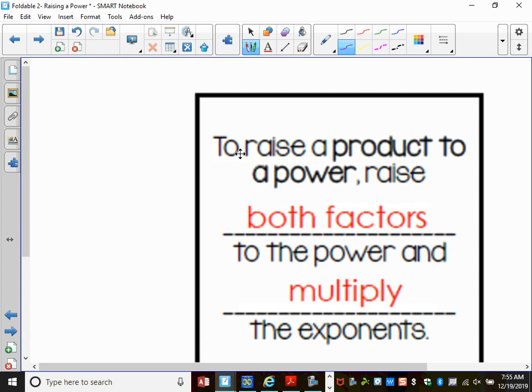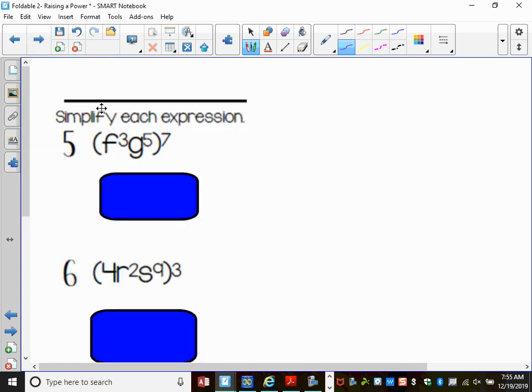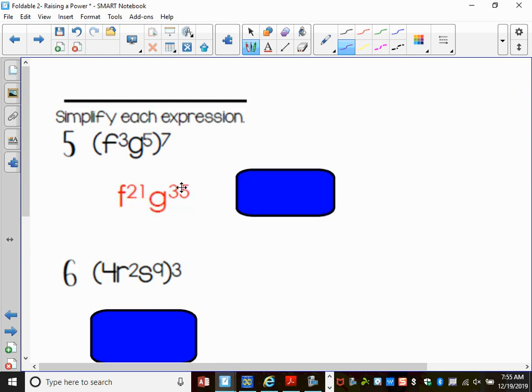So it says to raise a product to a power, you're going to raise both factors to the power and multiply the exponents. So it's almost like doing the distributive property. Here I have an f to the 3rd and a g to the 5th. So I'll take this power that's on the outside and multiply by both, and you get f to the 21st, g to the 35th.